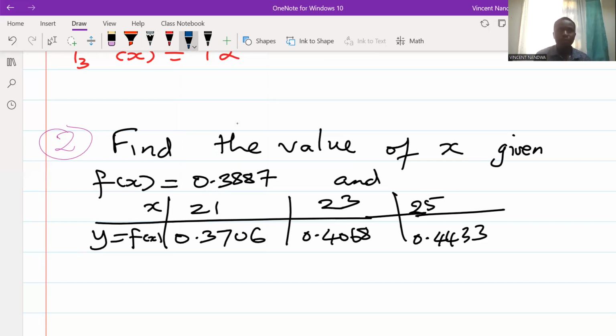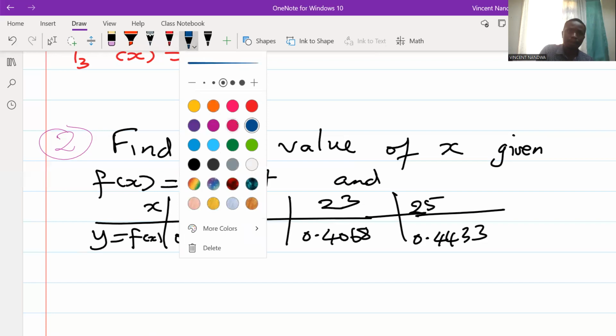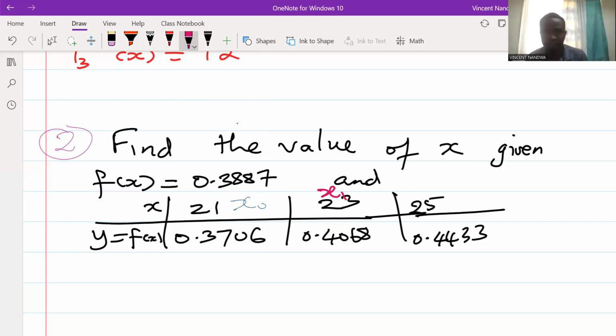So by default, what name do we give to 21? X naught. So this is what you're going to give us, X naught. 23? X1. 25? X2. Then 0.3706? F naught. Then this next will be F1, and this will be F2. So even without being told what kind of polynomial can be used to interpolate these values, what comes into your mind? We'll be dealing with a polynomial of which degree? Degree 2, correct.